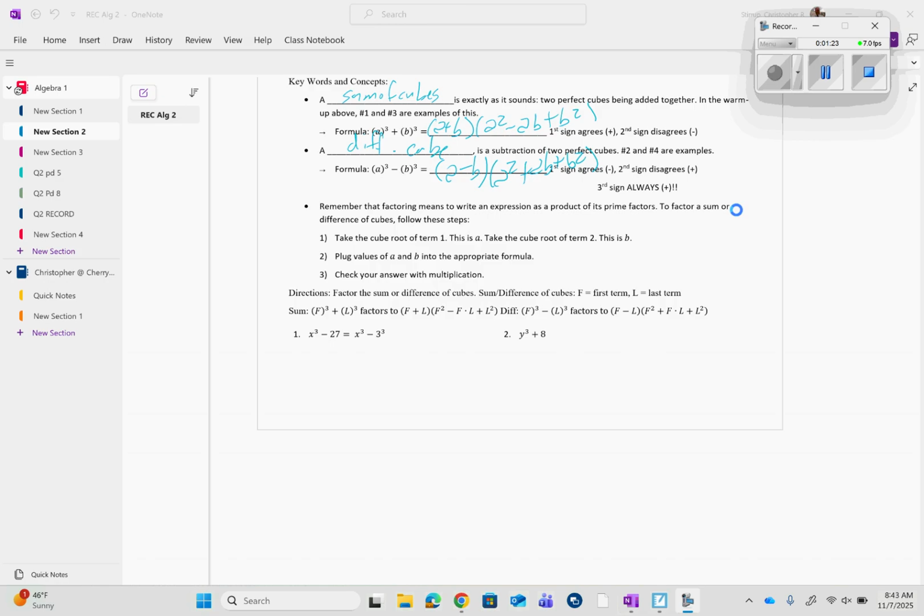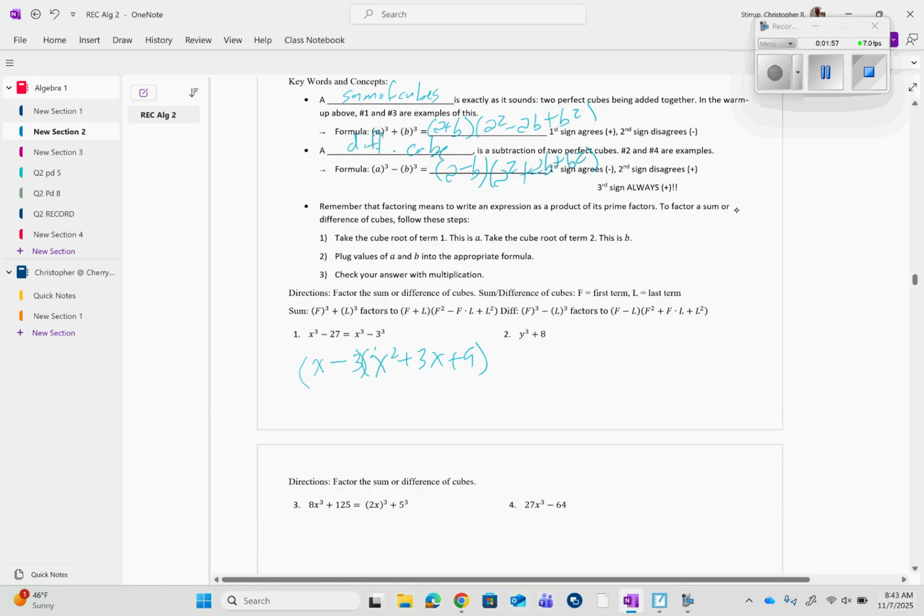All right, so let's go ahead and factor this down. So notice I have x to the third minus 27. Well, x to the third is just x to the third. 27 is the same thing as 3 times 3 times 3. So what we're going to do is this is first plus last. So the cube root of x to the third is x. Plus, and this will be a minus because we have a subtraction sign. And then the third root of 27 is 3. And then we just fill in the rest. I get x squared plus 3x plus 9.